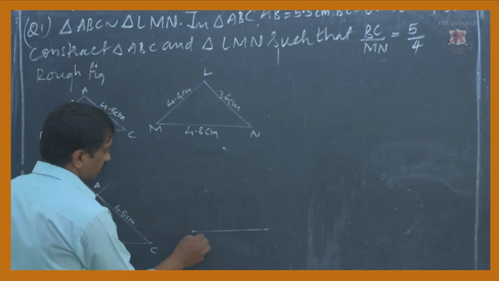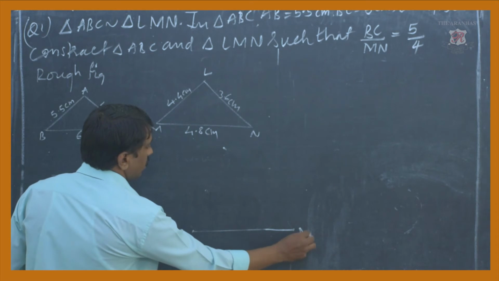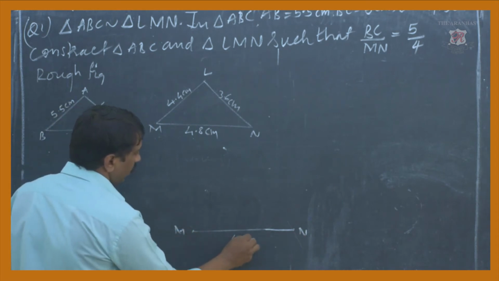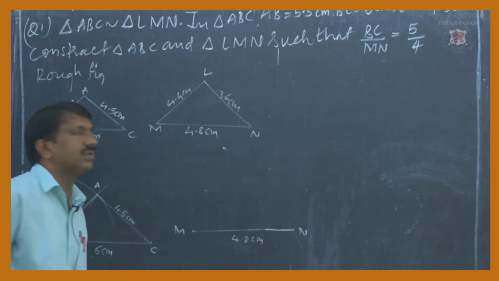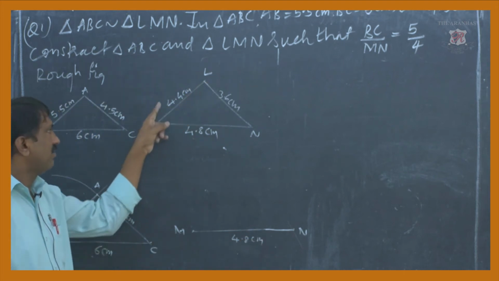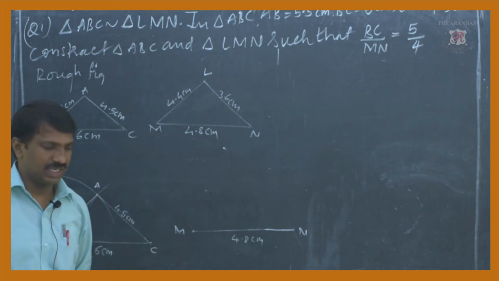See here, segment MN is 4.8 centimeter. Same thing, we'll find the L point. From M it is 4.4 centimeter and from N it is 3.6 centimeter.